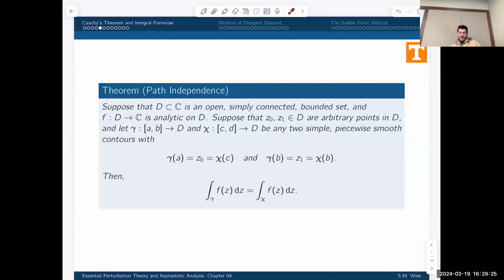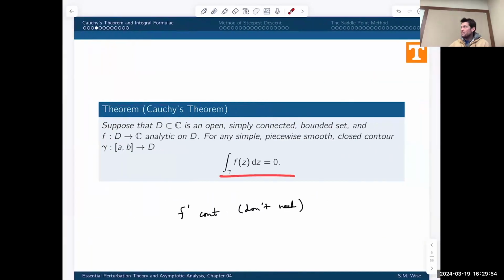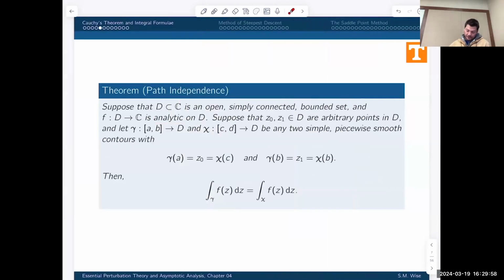All right. Suppose now we can start applying what we just learned, right? Suppose that D is an open, simply connected, bounded set, and f is analytic on D. Actually, we know this result because of the path independence equivalence result that we had on the last slide of the last slide deck. So we already know that because we have this result, we have path independence. But we can restate it anyway.